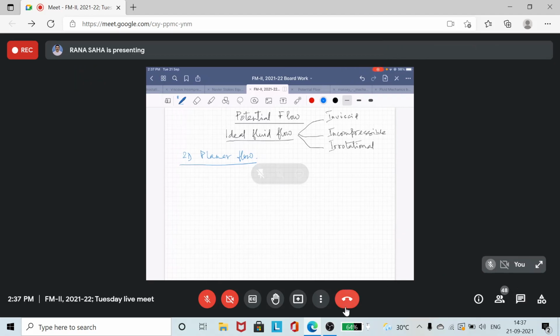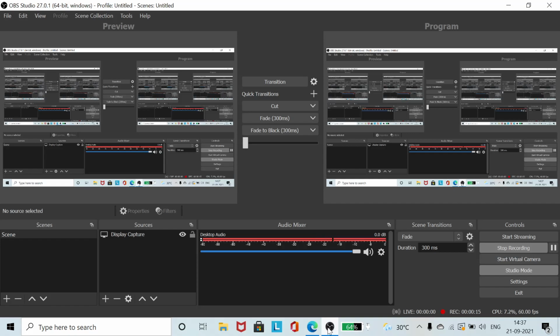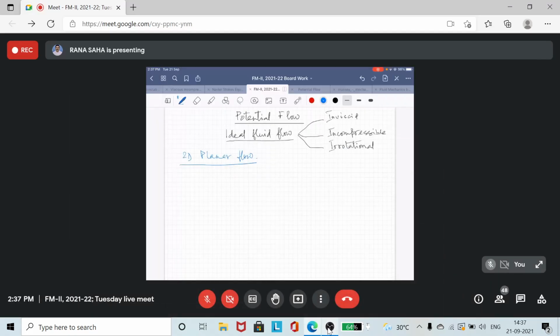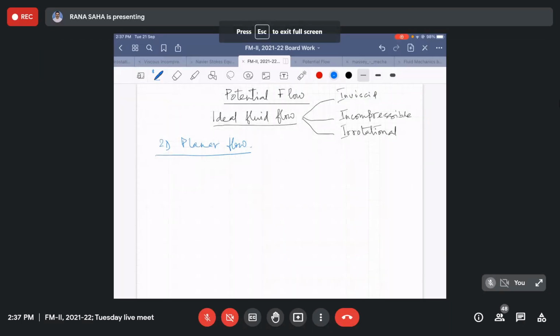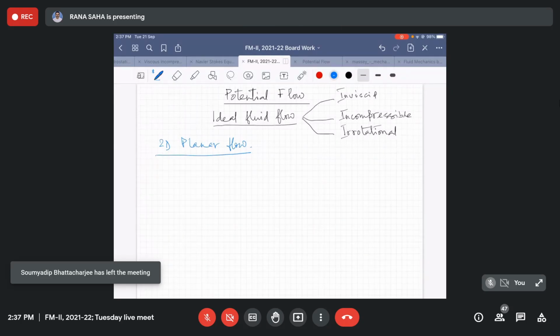We decided last week to go through some particular topics on potential flow, up to, I think, if I can remember, the basic flow patterns. And based on that, we can have some discussion.